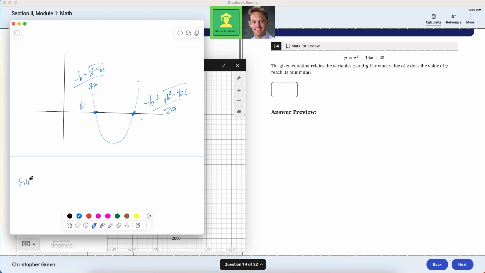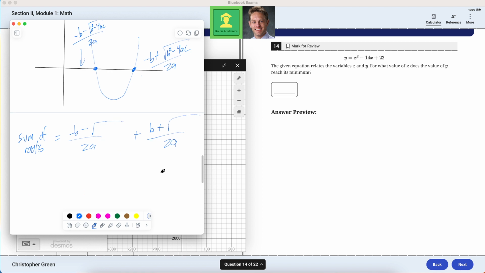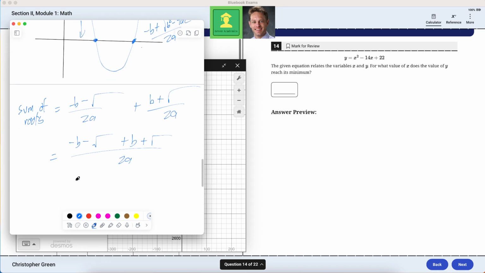If you were to take the sum of the roots and you literally add these together, you get this plus this. Now again, I'm not writing what's in the radicals because they cancel out. If you think about adding fractions that have the same denominator, you get to here, and then the minus root and the plus root cancels out, which gets you to here, which gets you to here. So the sum of the roots in any quadratic is negative b over a.